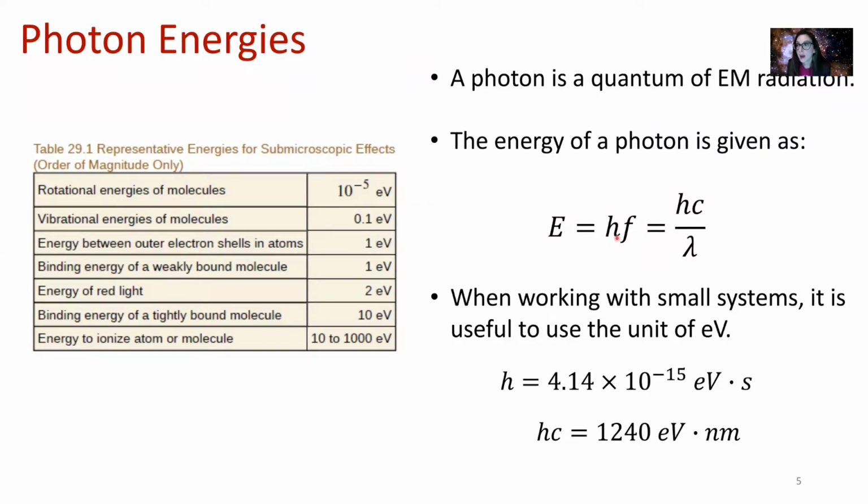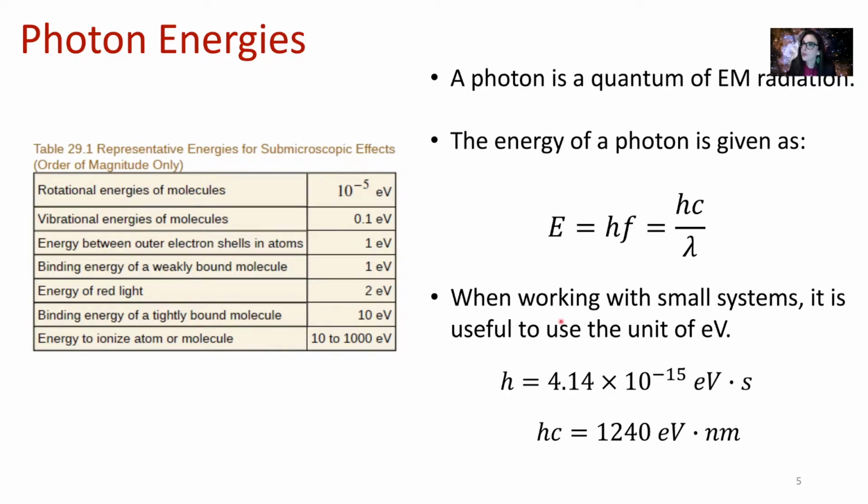When we were talking about waves, we said that the frequency is equal to the speed of the wave over its wavelength. So if our photon travels at the speed of light, then the frequency is the speed of light divided by the wavelength. So the energy of our photon is equal to the Planck constant times the frequency, which is equal to hc over the wavelength of the photon.